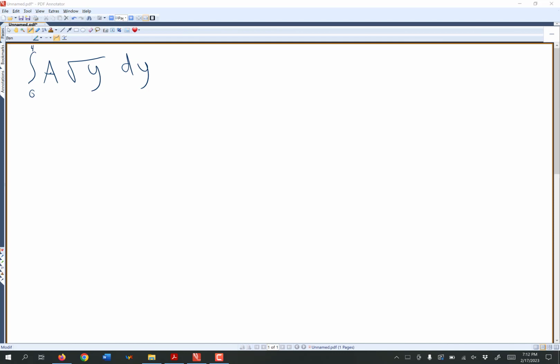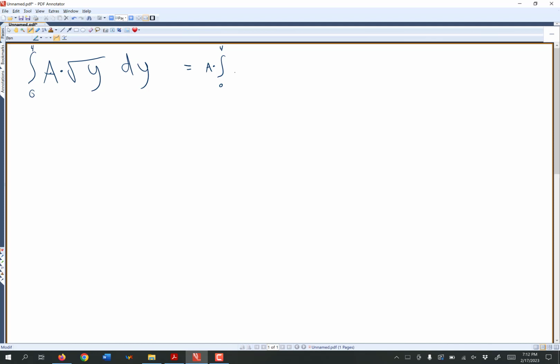Well, when I look at this, first thing I notice is this is just like a times the square root of y. A is a number, a constant. I don't know what it is, but I can just pull it out because it's just a constant. So this is going to be the integral from 0 to 4, and I'm going to do a times whatever. So now I don't have to worry about a again. Now I can just worry about the square root of y dy.